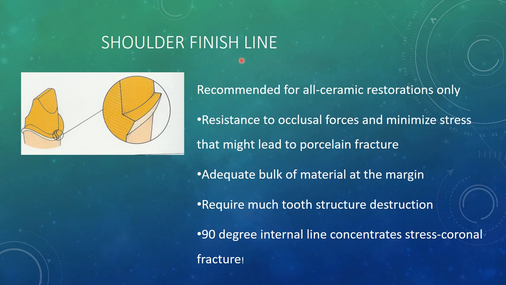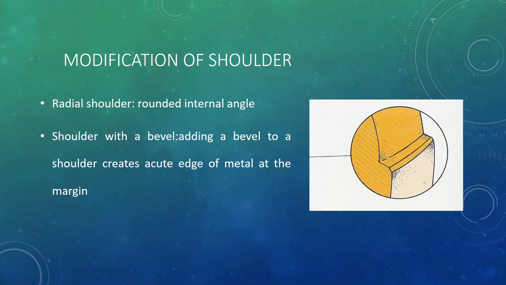So the shoulder finish line is one which is recommended for all-ceramic restorations only. Resistance to occlusal forces and minimizing the stress that may lead to porcelain fractures. Adequate bulk of the material at the margin should be present. It requires much tooth structure destruction. So this is a little bit wider and bigger. The 90-degree internal line angle concentrates stress coronally.